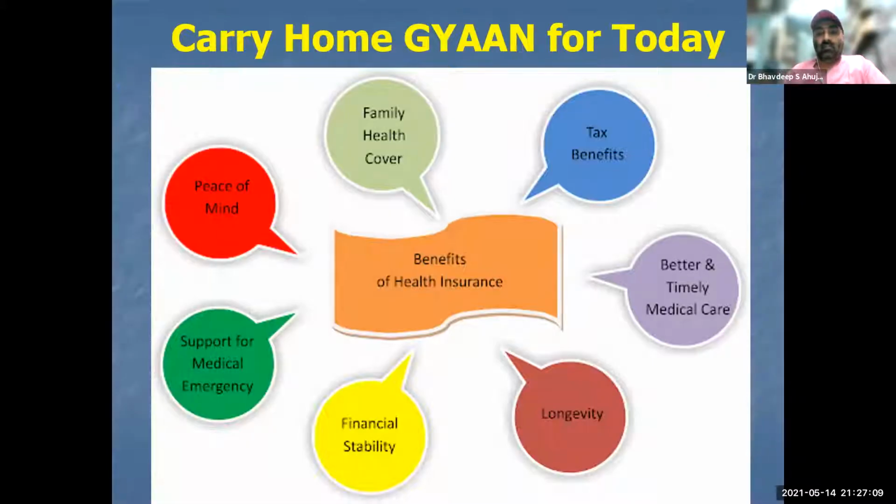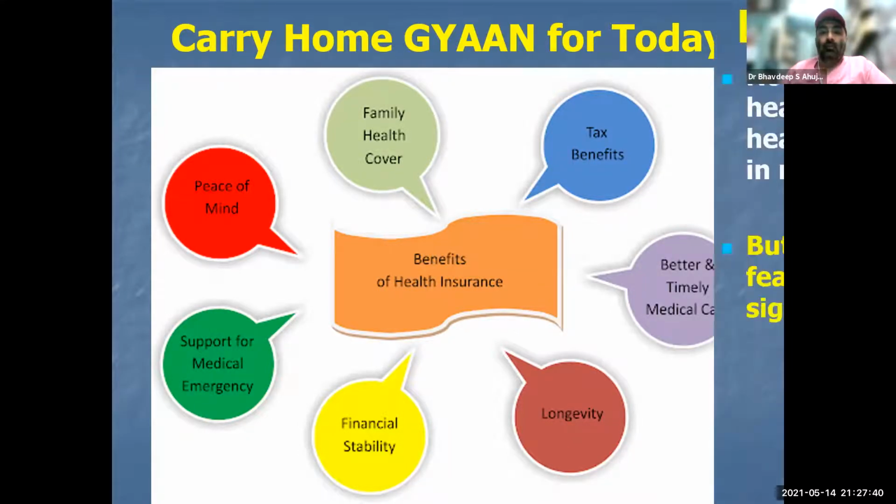So these are the few benefits of health insurance. They can be enumerated in 7 boxes, but it is much more than that. Tax benefits, timely medical care, longevity, financial stability, support for medical emergency, peace of mind, and family health cover. These are very few ones, but yes, it actually gives you a lot of benefit in terms of multiple aspects, that you don't have to dip into your retirement savings, don't have to break your investments for which you want to take the advantage of compounding. So these things should come to the fore.